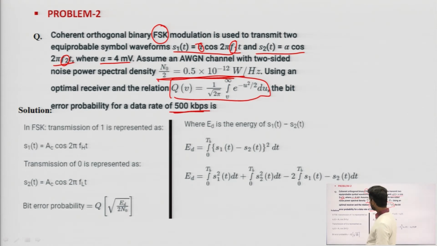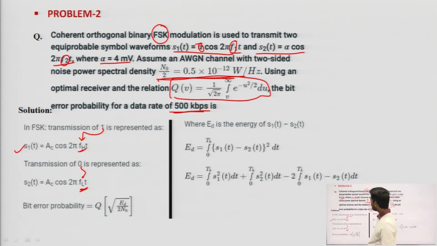We can see that in FSK, transmission of 1 is represented as S1(t) equal to Ac cos 2 pi fH t, that is the higher frequency. Similarly, transmission of 0 is represented by the low frequency. Here, for 1 this is the high frequency, and for 0 this is the low frequency.